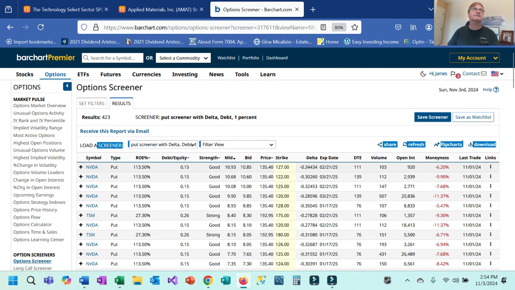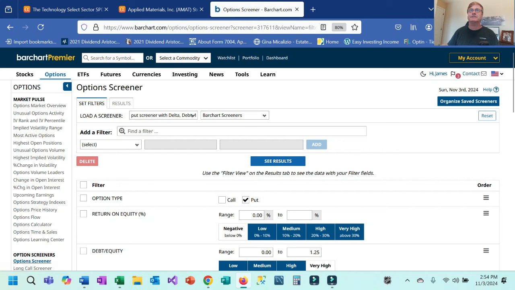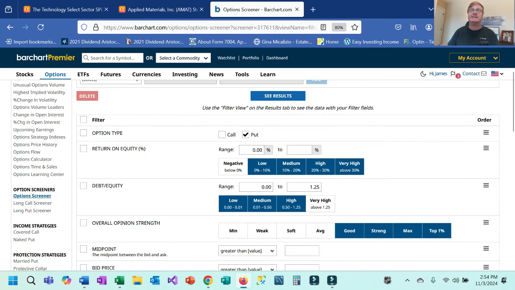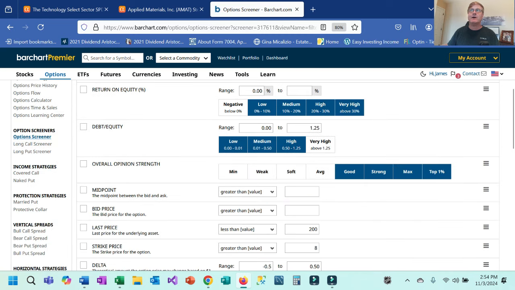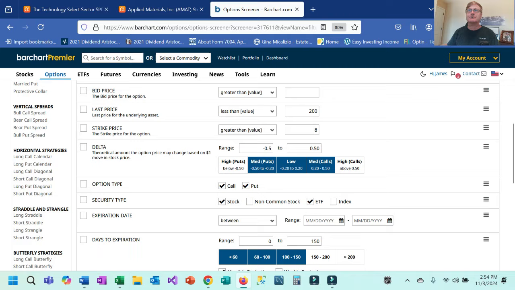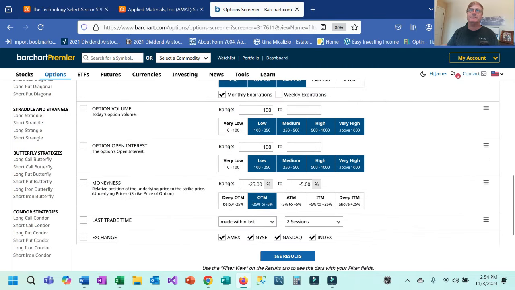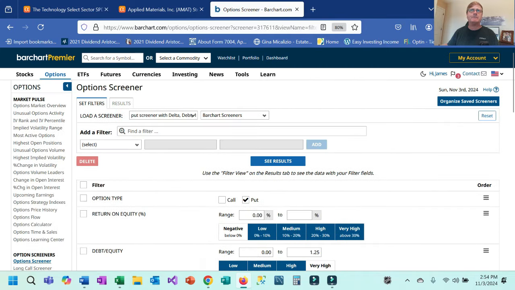And as for what the screener looks like, I can see the filters. It's got return on equity. It's also got debt to equity, and how good the overall opinion strength is. This is more related to how Barchart views it. So you can see there's quite a bit of information and you can modify and change it. It's the only place I found where you can do this with option activity too.